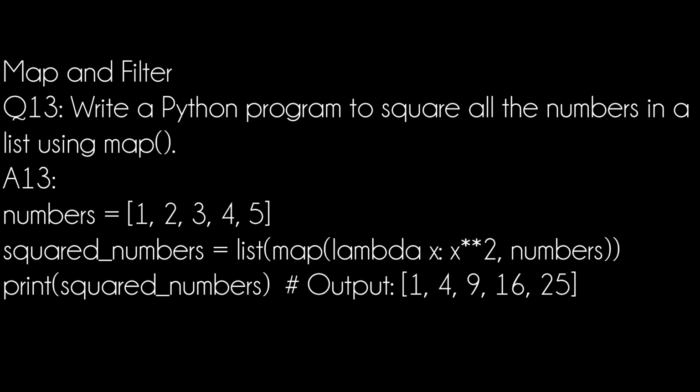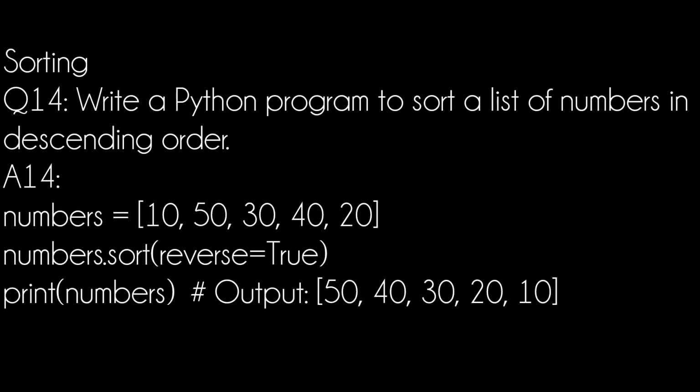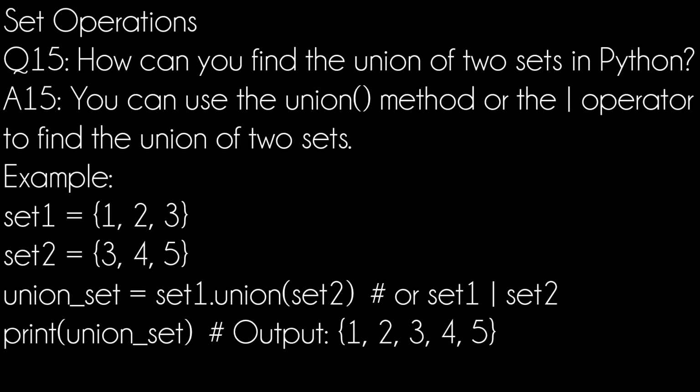Map and filter. Write a Python program to square all the numbers in a list using map. Sorting. Write a Python program to sort a list of numbers in descending order. Set operations. How can you find the union of two sets in Python?